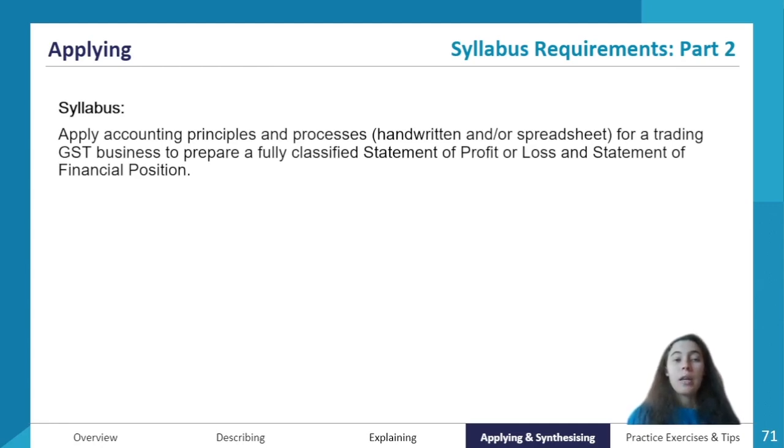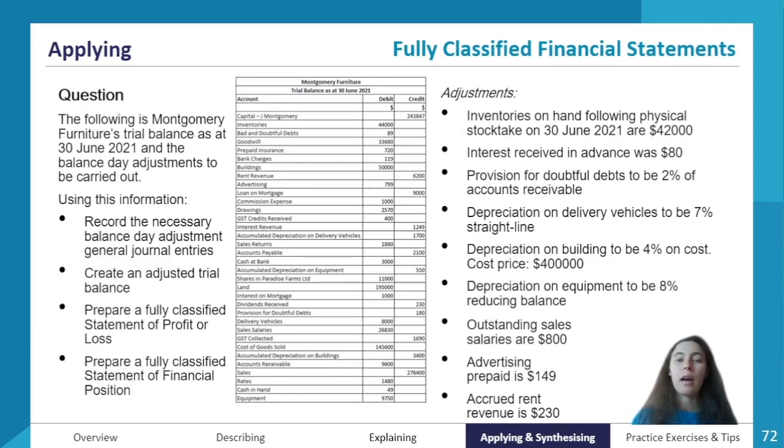So another aspect of the syllabus is being able to prepare a fully classified statement of profit or loss and statement of financial position. So let's have a look at an example question that you may have, where you also need to do the adjustments as well. So we've got a trial balance. The 30th of June 2021 is when the period is, and then the list of adjustments to be carried out.